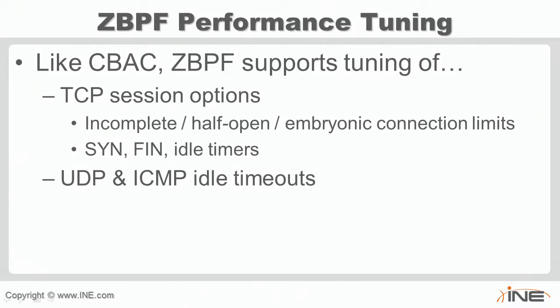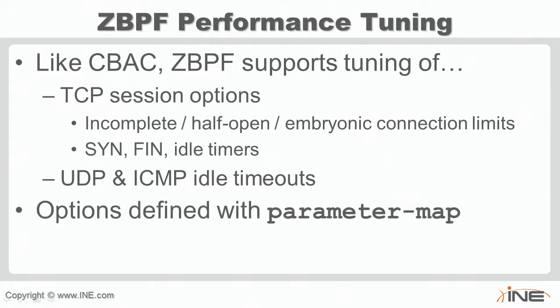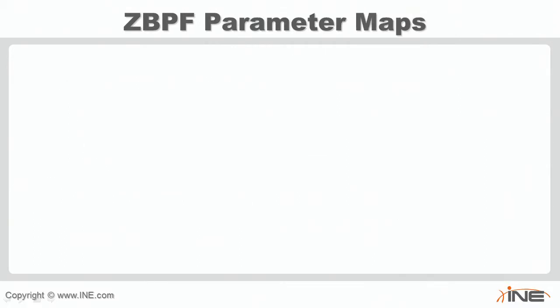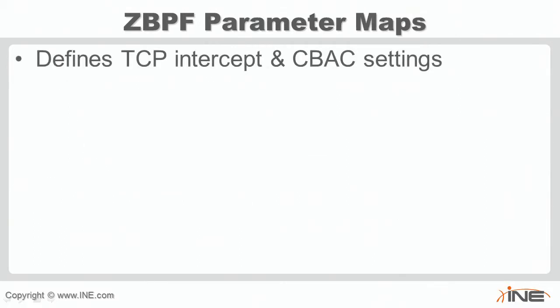Now, differently from the content-based access control, where these parameters were directly defined with the ip inspect command, in the zone-based policy firewall, these are going to be defined with a parameter map. The parameter map is going to define the TCP intercept settings and other generic content-based access control settings, because remember, even though the zone-based policy firewall is a different syntax interface for the firewall feature set, it's still using the same CBAC inspection behind the scenes.